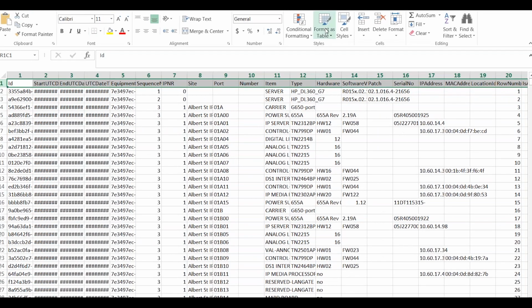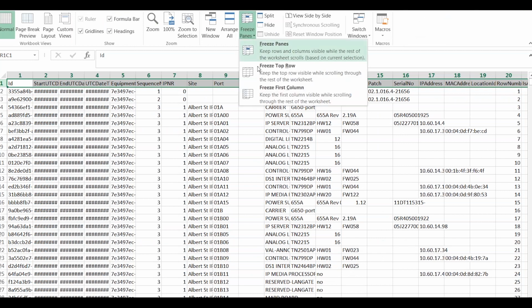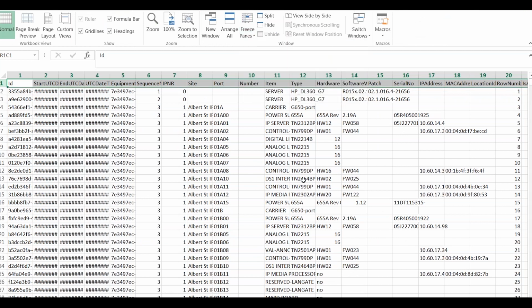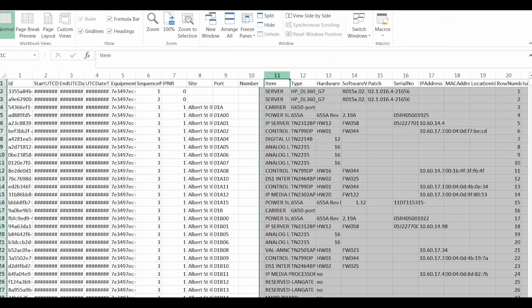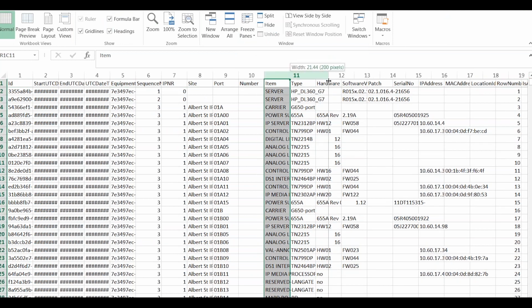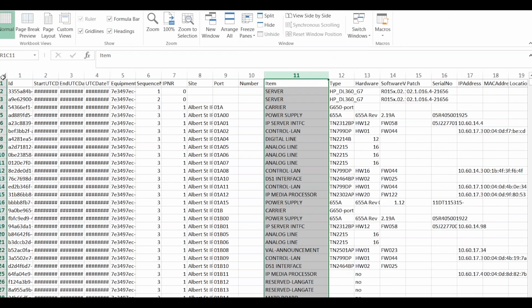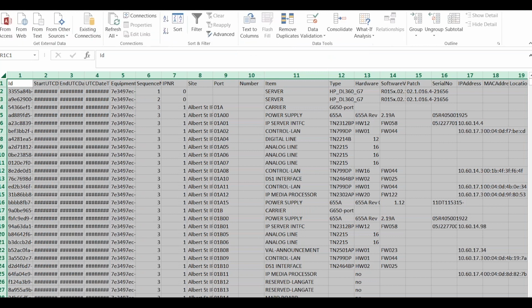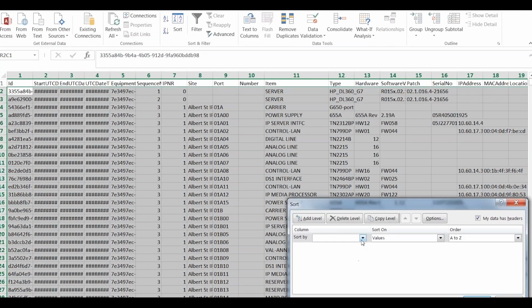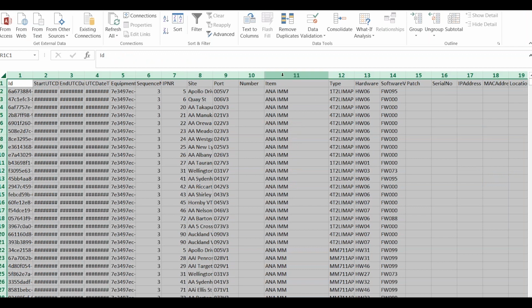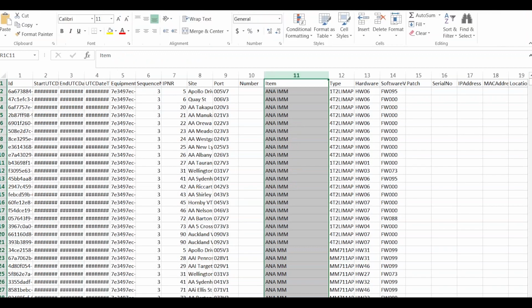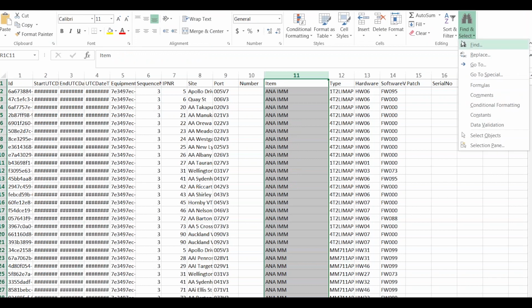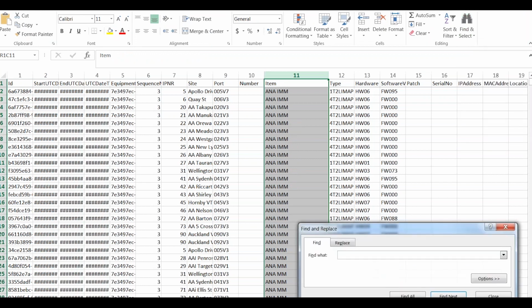Again, I'll freeze that top row. So we've got the column titles there. And the column we're interested in here is the item column. So let's expand that out a little bit so we can see the text there. And again, if we do a sort on this so that all of the components that we are interested in looking at are grouped together, I'll sort that based on item. And in this column, we're going to start looking for those three key elements. So I'll start off by looking for the IPSEs.